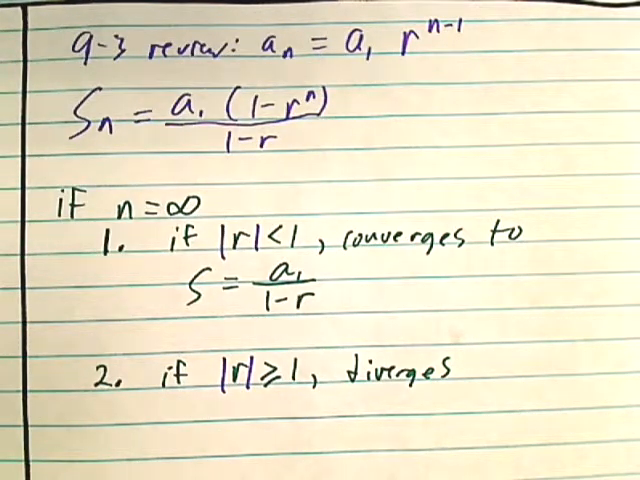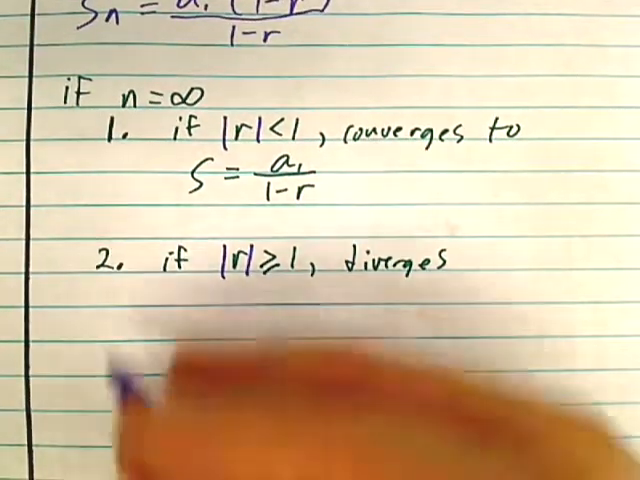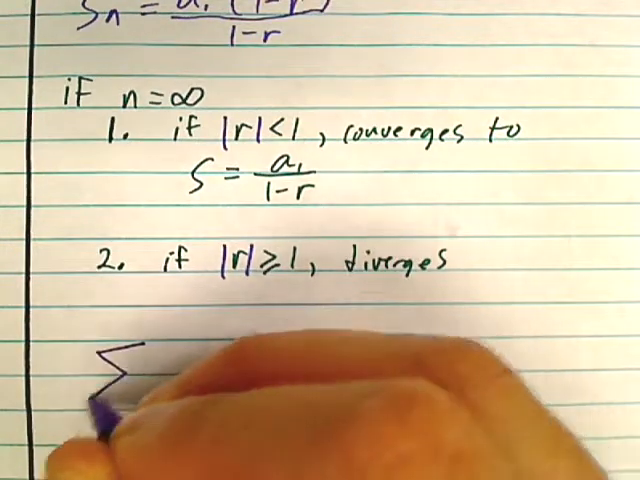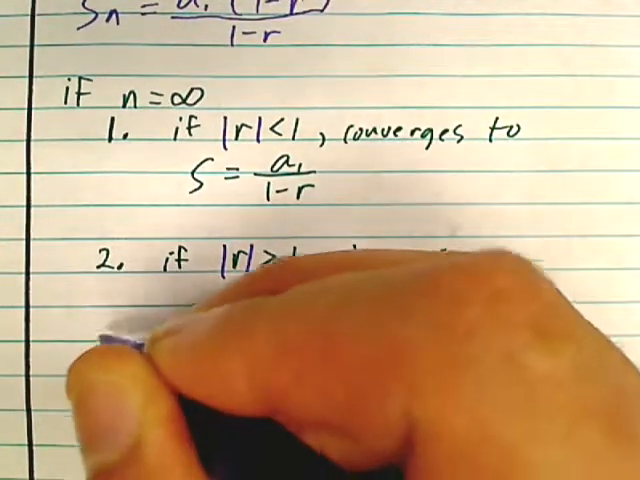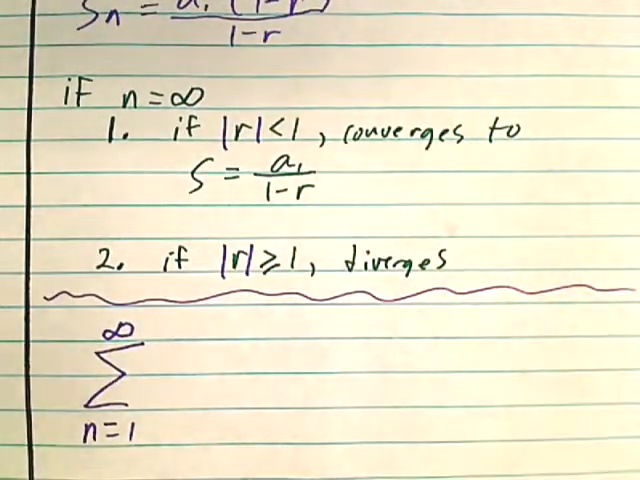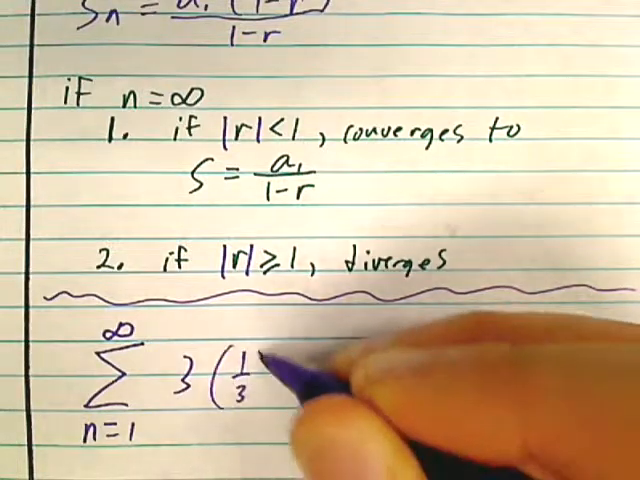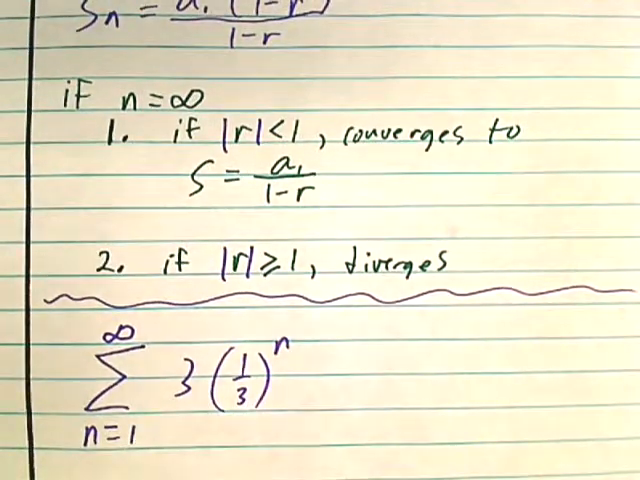I want to look at one example that's really not like any of the other examples we've had. So let's look at this problem. We're going to use summation notation. Oh, well, this is something just different here. N is 1 to infinity, 3 times 1/3 to the n power.